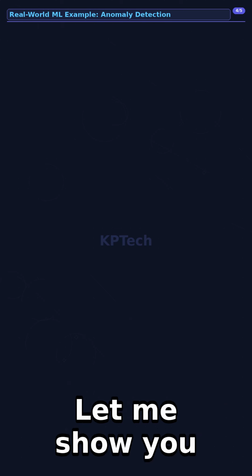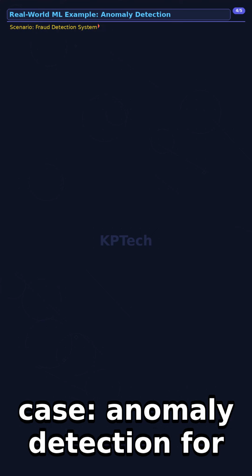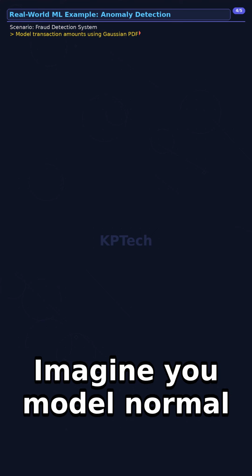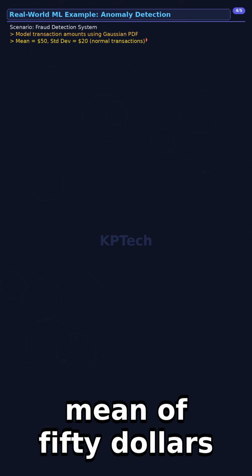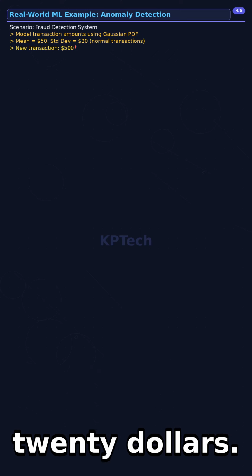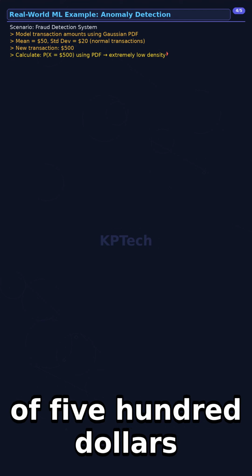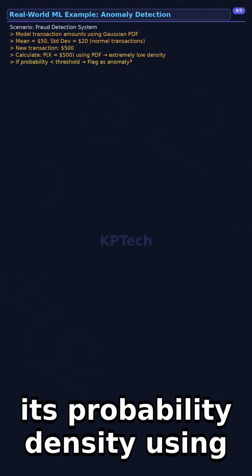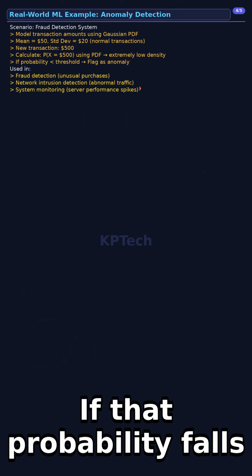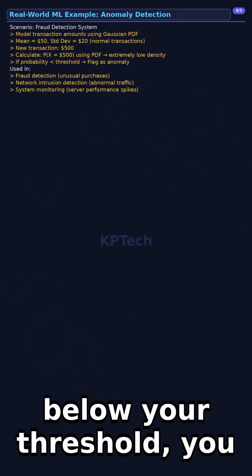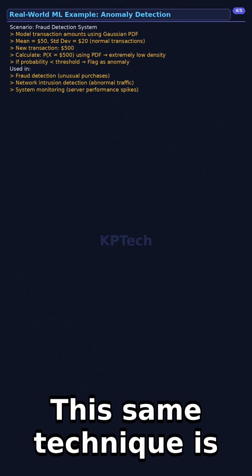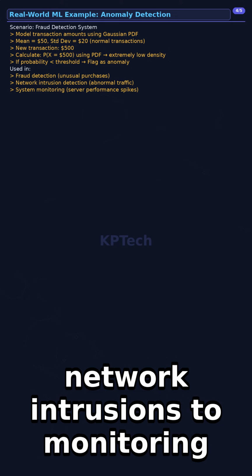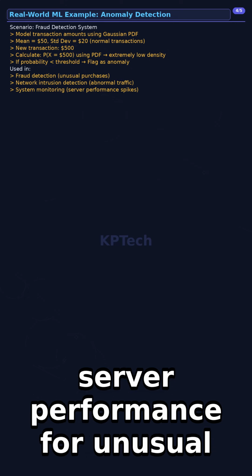Let me show you a powerful real-world use case: anomaly detection for fraud. Imagine you model normal transaction amounts using a Gaussian PDF with a mean of $50 and standard deviation of $20. When a new transaction of $500 comes in, you calculate its probability density using the PDF formula, and you'll get an extremely low value. If that probability falls below your threshold, you flag it as an anomaly, potentially fraudulent. This same technique is used everywhere, from detecting network intrusions to monitoring server performance for unusual spikes.